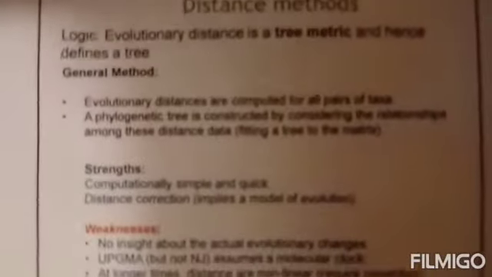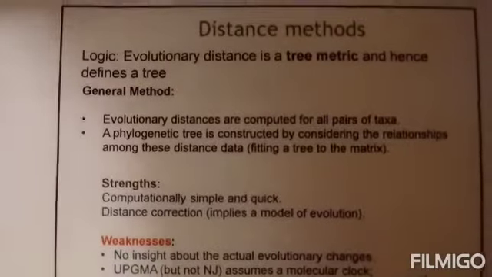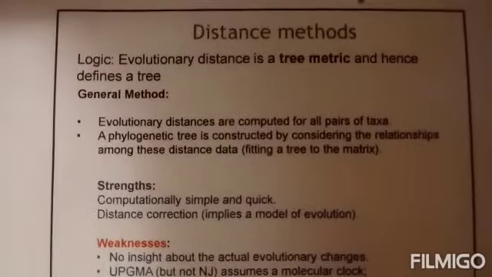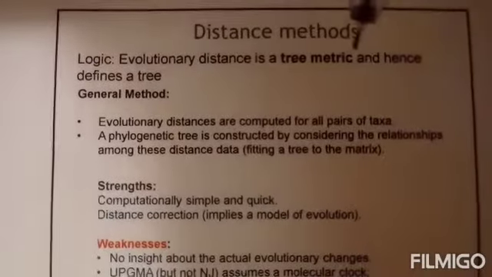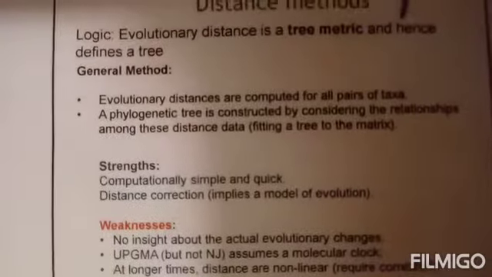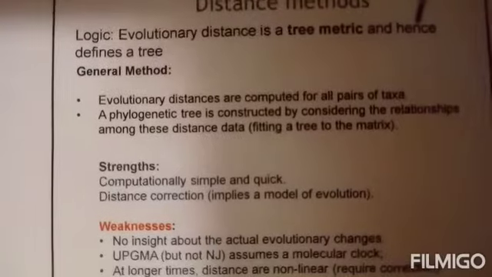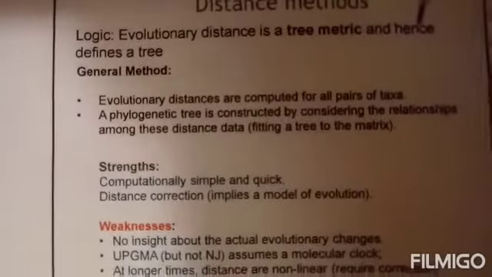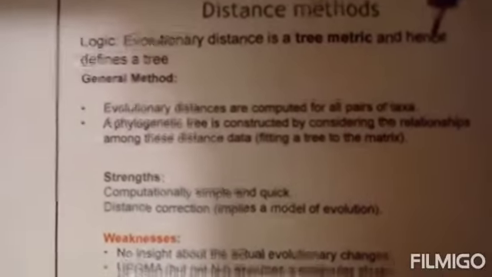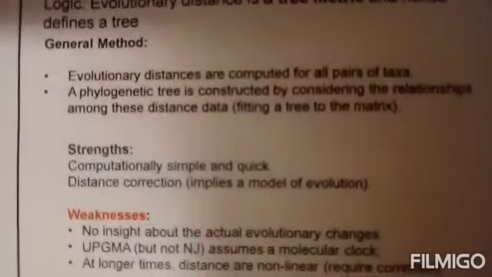Next we have what are called distance methods. For these distance methods, I would like to give you the basic strengths and weaknesses. The basic strength is that they are computationally simple and quick, and the distance correction relies only on the mathematical model of evolution. The weakness, the disadvantage, is that no insight into the actual evolutionary changes is given, and UPGMA assumes a molecular clock. At longer times, distances are non-linear, so they require a correction.